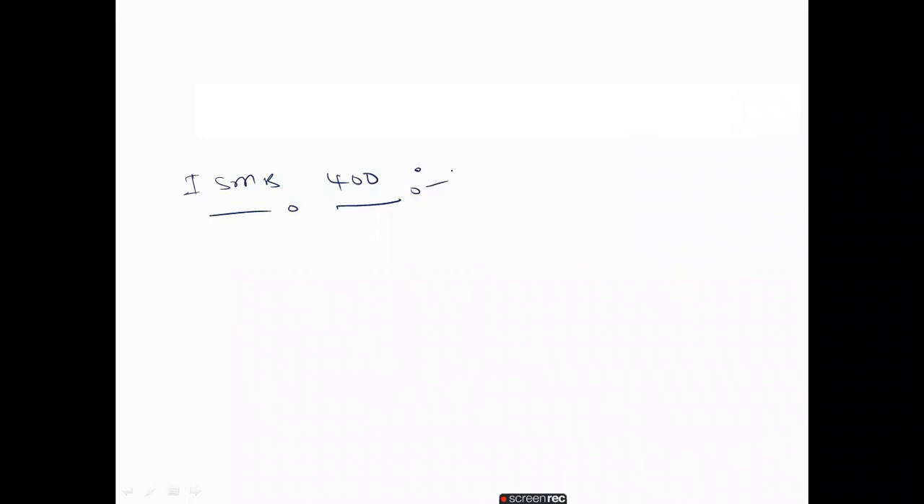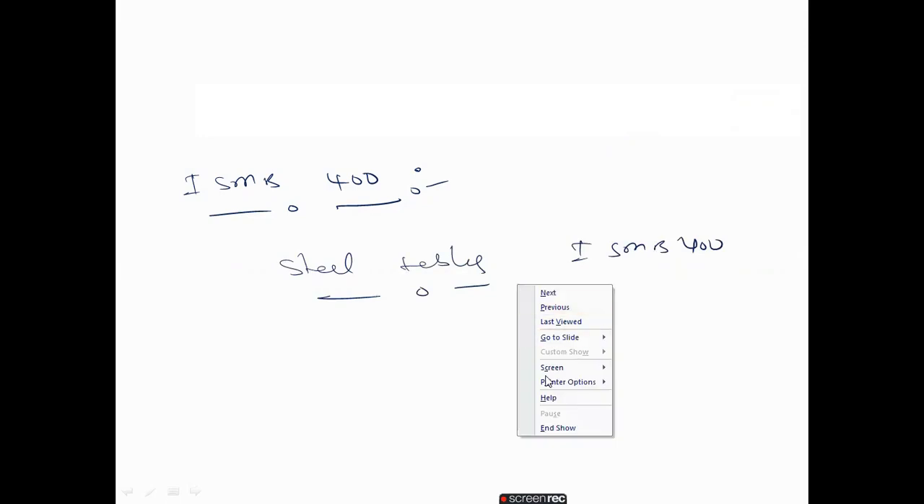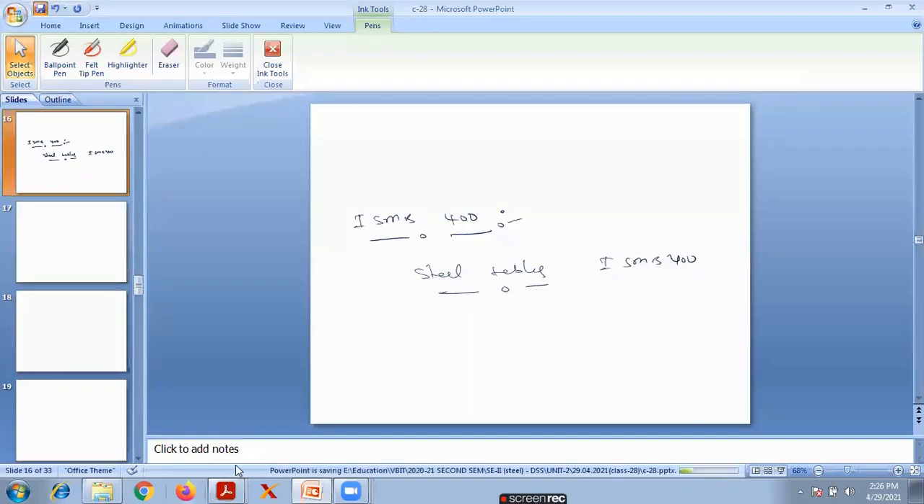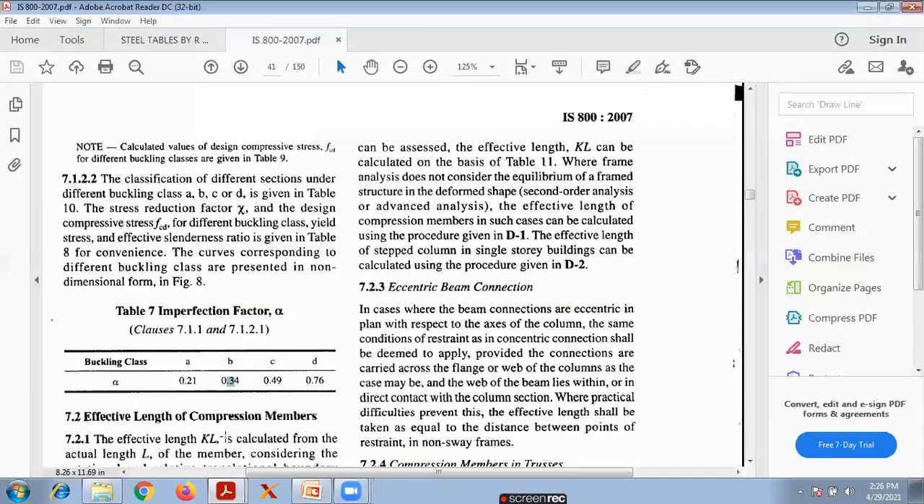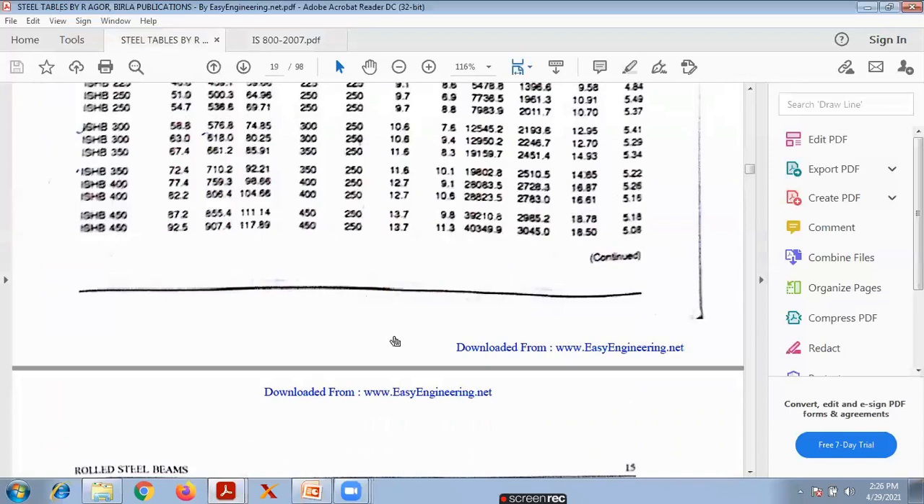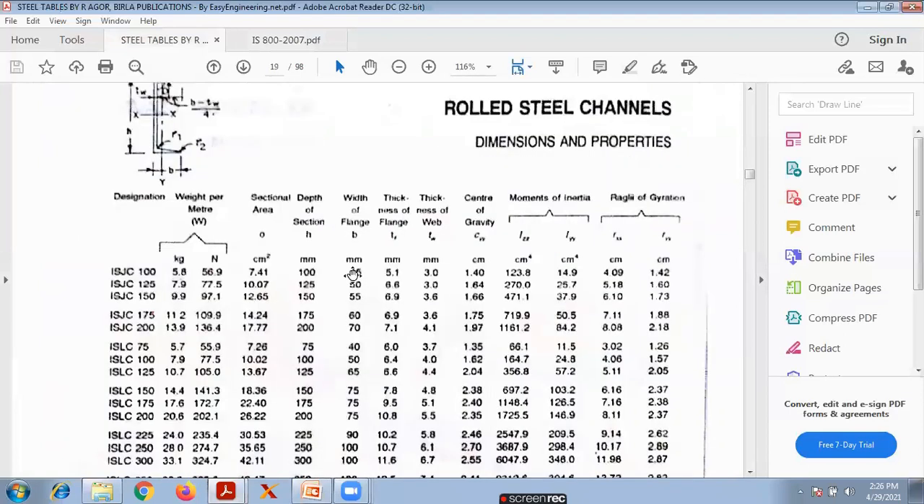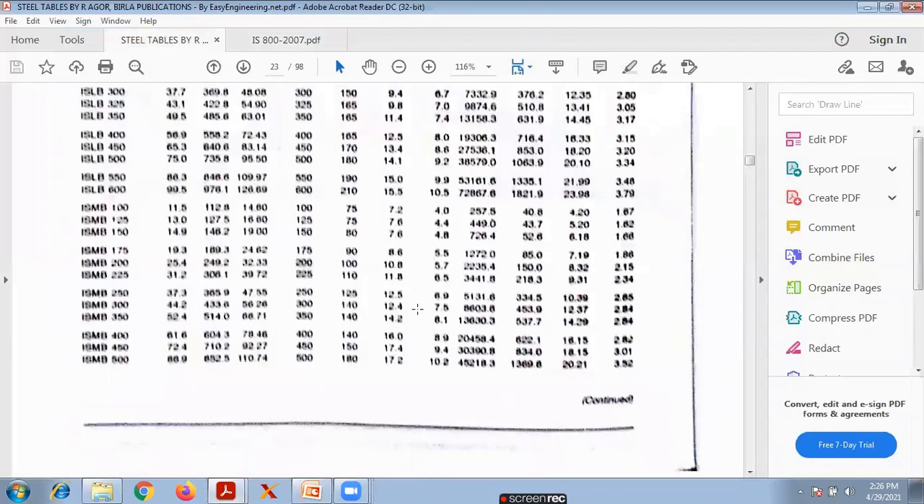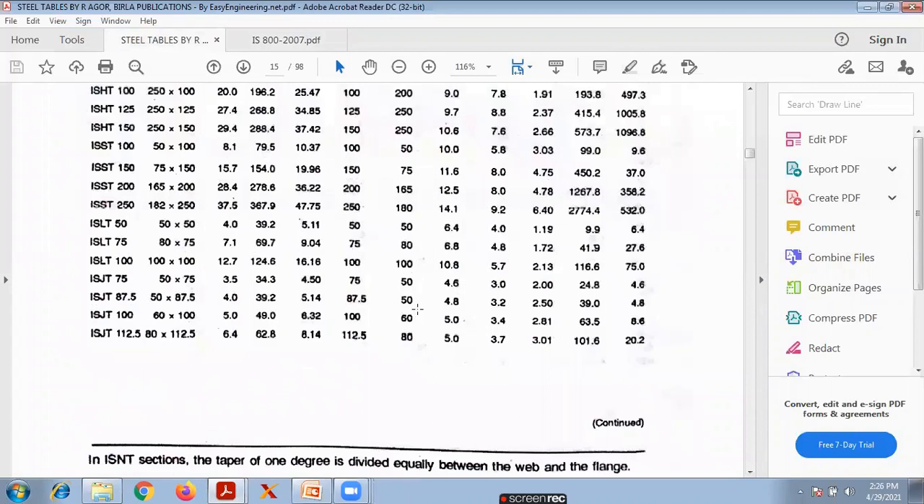Okay, now thing is that all of you open the steel tables, then go through the ISMB 400 and write the given data like height, width of the flange, thickness of the flange, like that. Okay, so I will open the ISMB 400 from the steel table. Okay, please go through the sections like this.